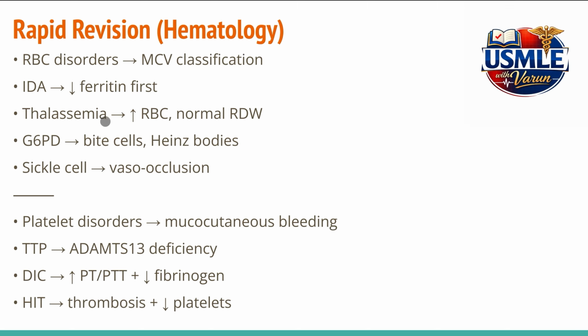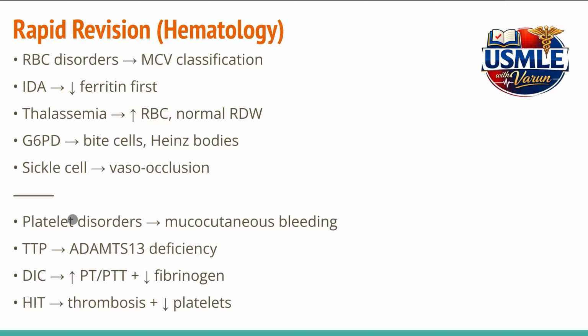Thalassemia is characterized by increased red blood cells and also normal red cell distribution width. The main differentiating feature between IDA and thalassemia is that IDA has increased red cell distribution width, whereas in thalassemia there's normal RDW. G6PD deficiency is characterized by bite cells and Heinz bodies on supravital staining. Sickle cell anemia is characterized by vasoocclusion, mainly of the splenic arteries. This could lead to repeated splenic infarction, which could eventually lead to fibrosis of the spleen.